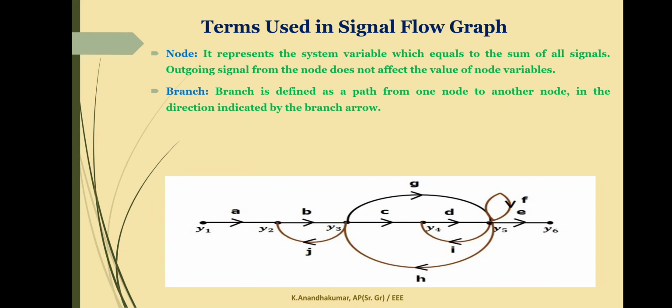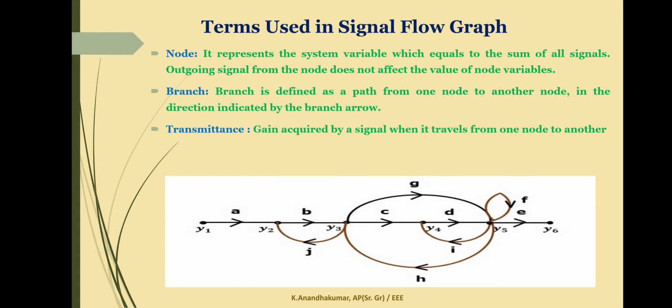Branch. A branch is defined as a path from one node to another node in the direction indicated by the branch arrow. Here we can see that there is a path from y1 to y2, in the same way y2 to y3, y3 to y4, likewise y5 to y3 we can see a path. These are all called branches, and signal flow through the branch is indicated by the arrow.